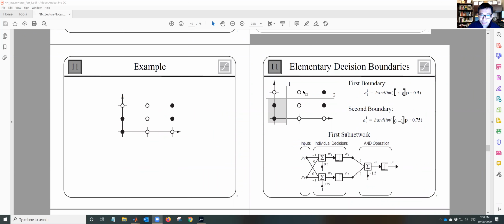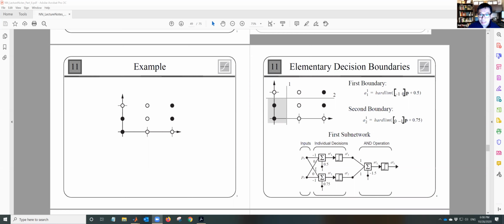We can get these two boundaries. You see the first boundary, it is a hard limit. This is P1, P2. This is minus P1 and 0 for P2. That means 0.5 minus P1 equals 0 is the decision boundary. So P1 equals 0.5 is the boundary. The second one is P1 minus P2 plus 0.75, which means P2 equals 0.75. This is my decision boundary.